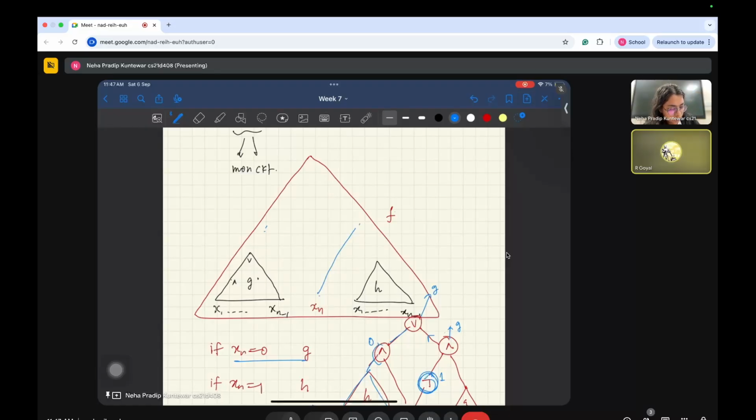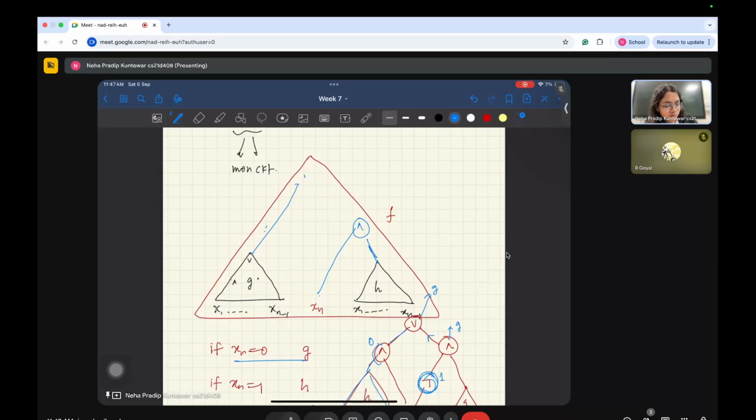So if xn is 0, then you want g to be outputted. That means you want to inhibit h. You want to make it 0. For that we will use an AND gate here, right?